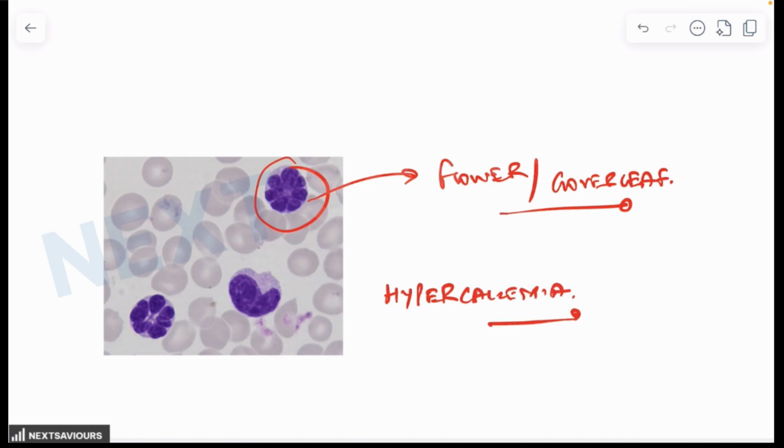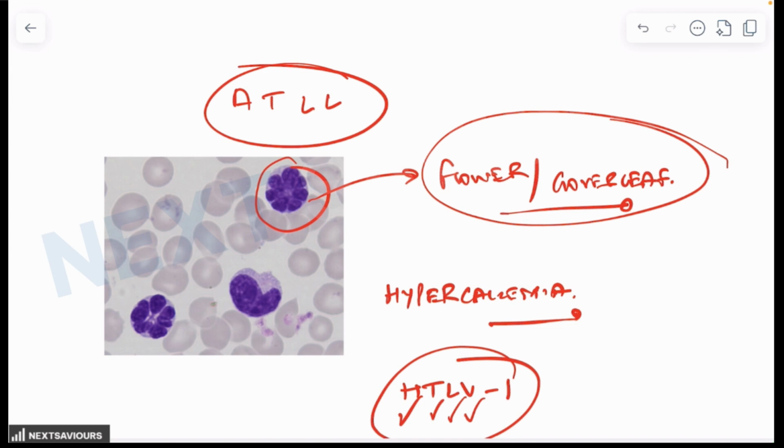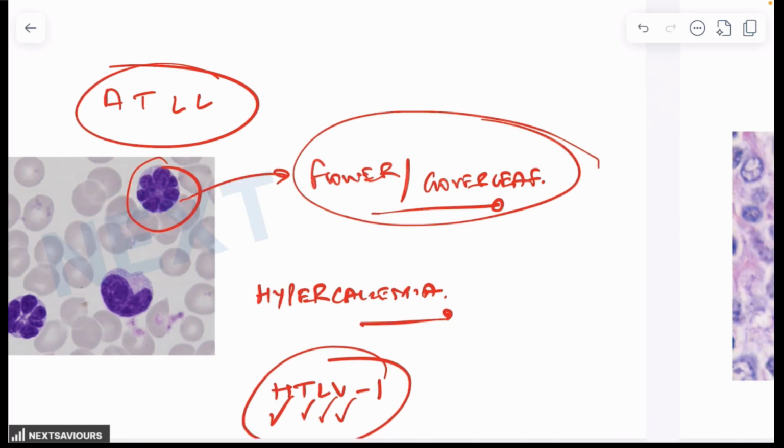and a lytic bone lesion along with the skin involvement, then obviously we are talking about adult T cell leukemia or lymphoma, which is caused by human T lymphotropic virus type 1. The flower-shaped or clover-shaped nuclei are classically associated with adult T cell leukemia or lymphoma. And this image in particular is very, very commonly asked.